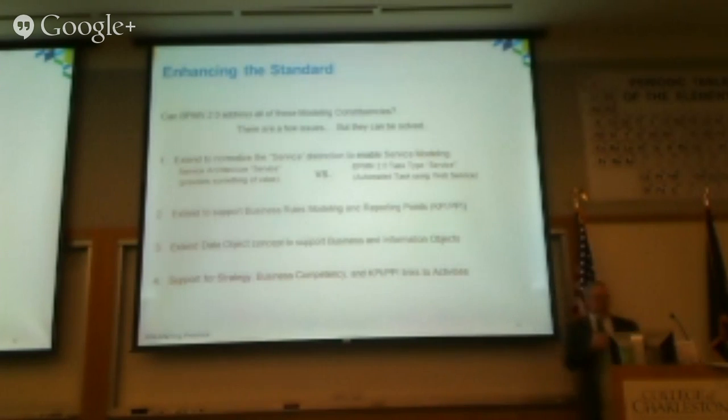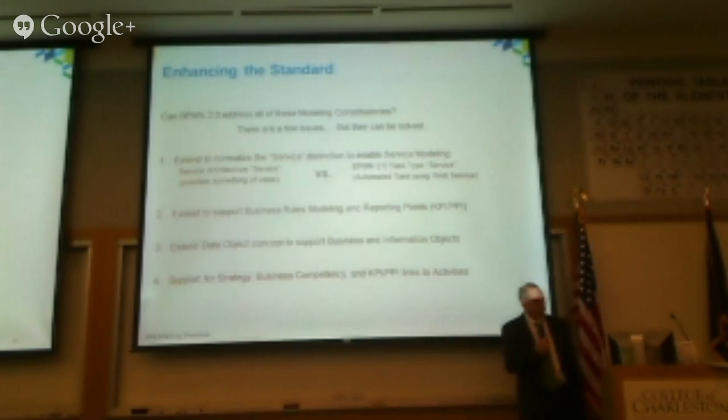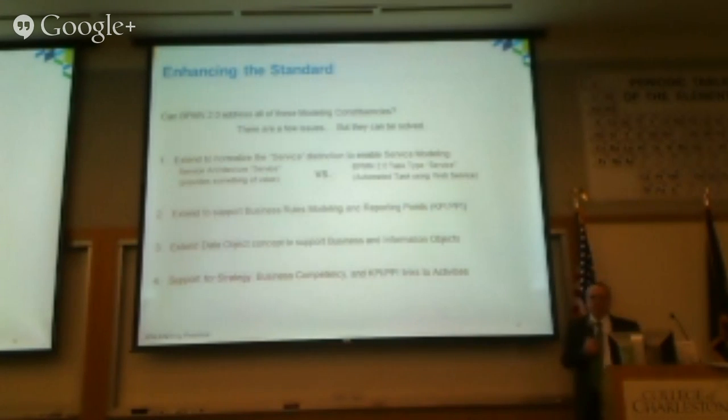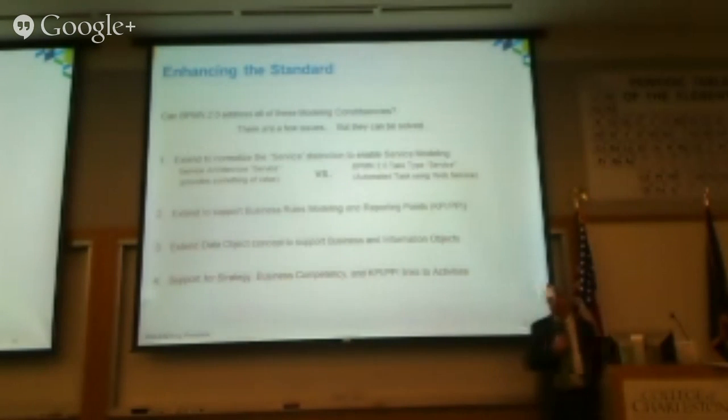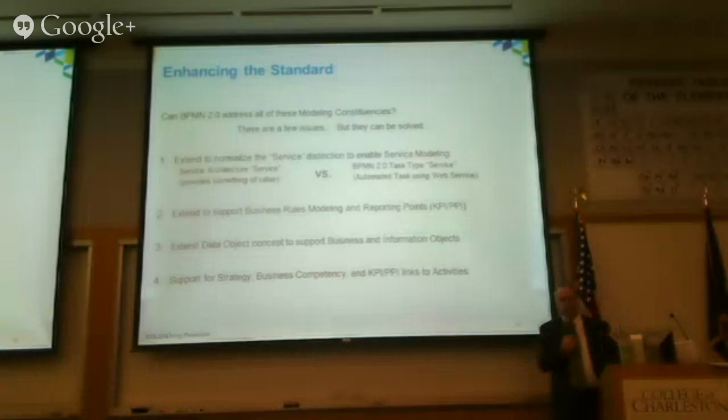So, can BPMN 2.0 address all of these model constituencies? Well, there's a few issues, but they can be solved. So the key one here is the service distinction. Those of you who know BPMN know that there's a concept of a task type, which is either manual or unautomated service. The term service, of course, comes from the SOA use of the term in terms of a web service.